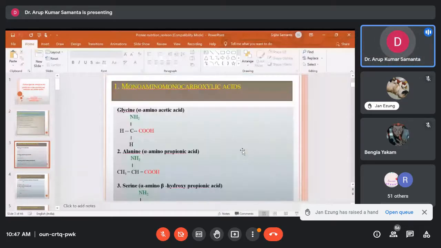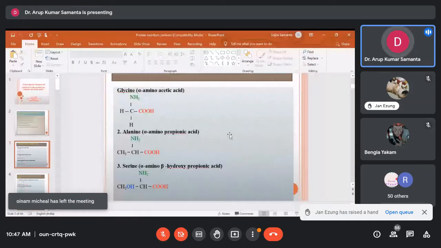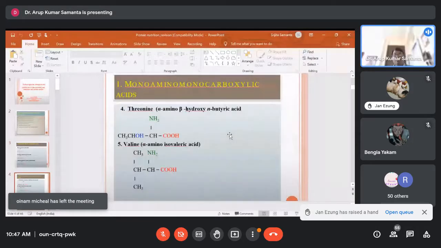These are the neutral amino acids: glycine, alanine, serine. You see, there is one carboxylic group and one amino group. Then, other than that, here the monoamino dicarboxylic. Also threonine, valine.